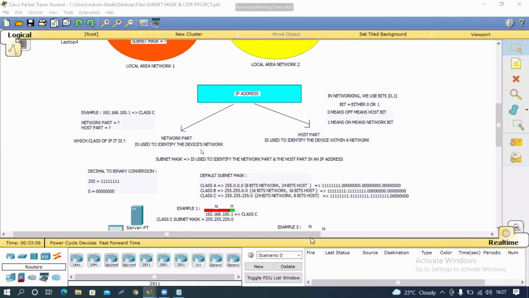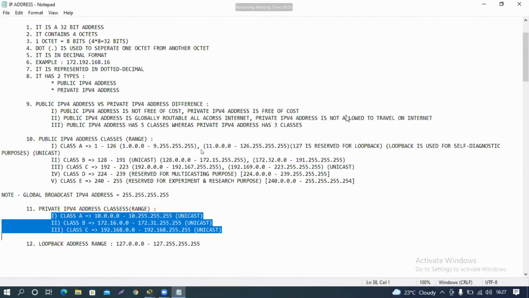Now, sir, in private IP, the class A, class B, class C IP, the range is between 10, their range is always between them only. 172, yes, or it is 170. Yes, it is the range.